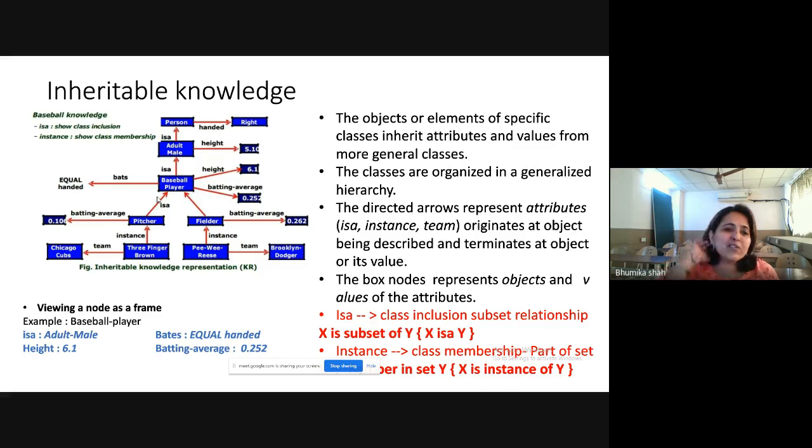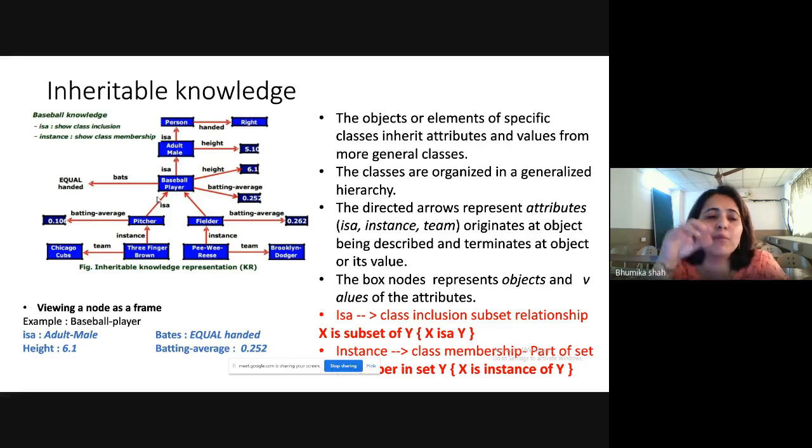So what is the value of the bats attribute here for baseball player? See, I have not written a box with bats. Why? Because it is recursively calling somewhere else. It says bats is equal to handed. What is handed? It will come ahead, the handed attribute, and its value should be assigned over here. Whatever is the value of the attribute handed, it should be written over here. As and when we come to handed, we will come back over here also.